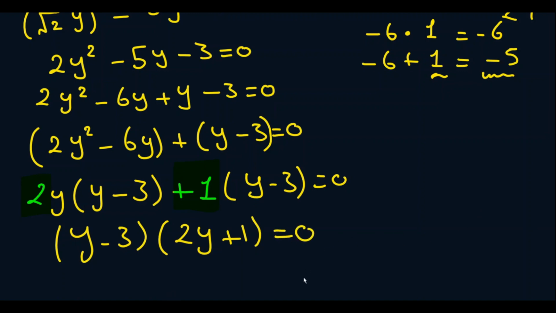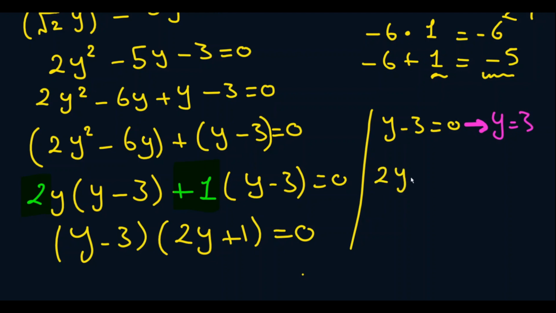Now we can find our y's over here. So from the first one, we're gonna have y minus 3 is equal to 0. So from here, we can conclude that we will have y is equal to 3. From the second bracket, we're gonna have 2y plus 1 is equal to 0. So if we're gonna bring plus 1 to the other side, it will be 2y is equal to negative 1. So y will be equal to negative 1 over 2.